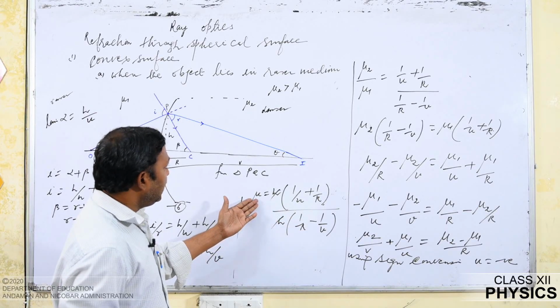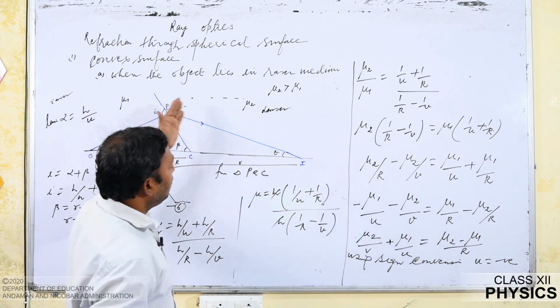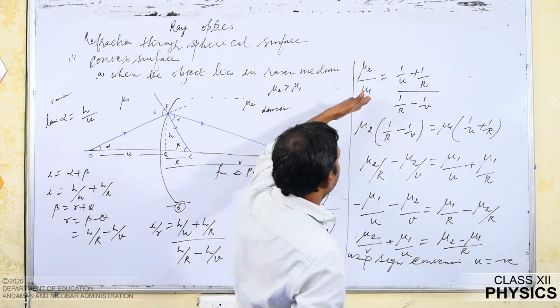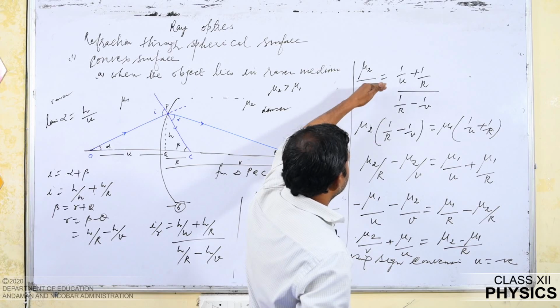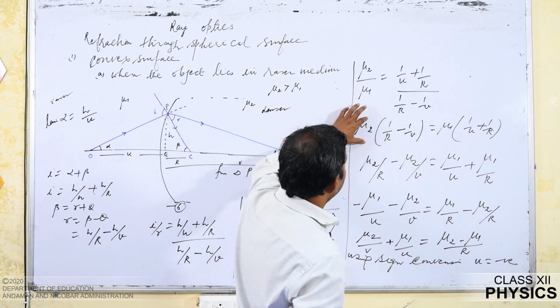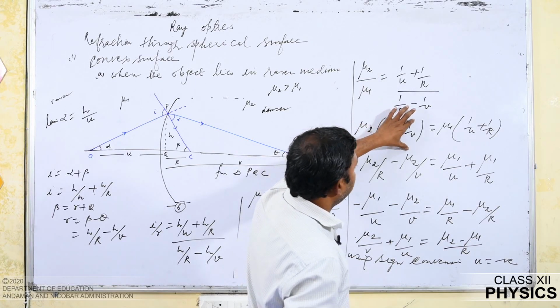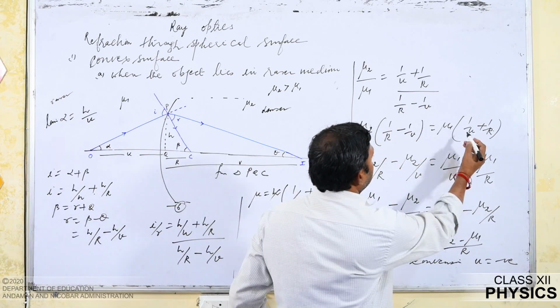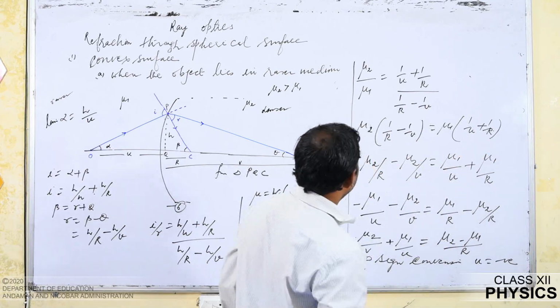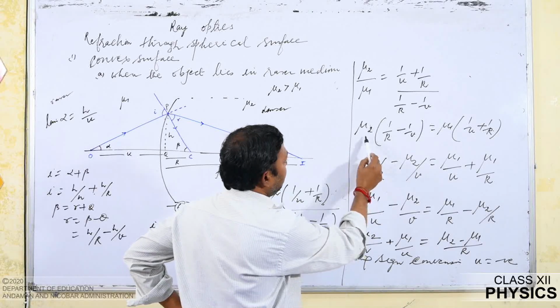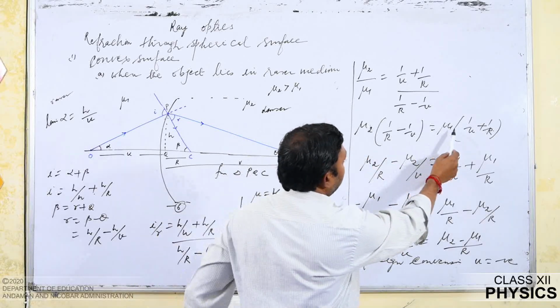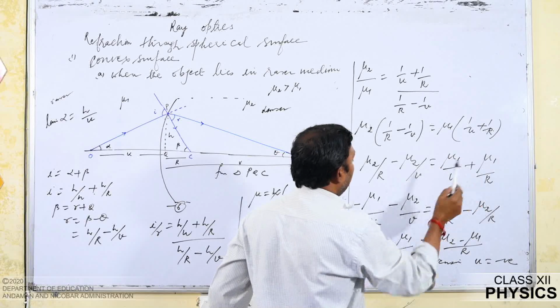And the value of mu is nothing but mu2 by mu1. Substituting that gives mu2 by mu1 is equal to (1 by u plus 1 by r) divided by (1 by r minus 1 by v). Cross multiplication gives mu2 multiplied by (1 by r minus 1 by v) is equal to mu1 multiplied by (1 by u plus 1 by r). Now this gives mu2 by r minus mu2 by v is equal to mu1 by u plus mu1 by r.